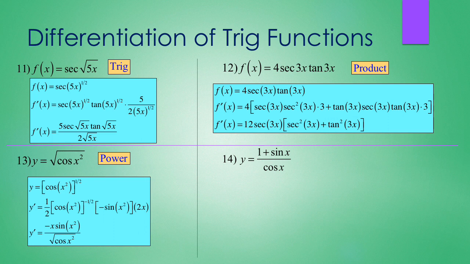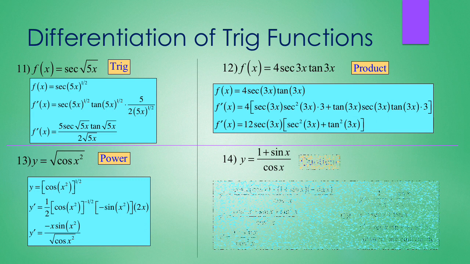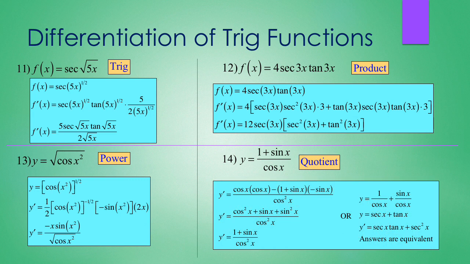Putting it all together, we get negative x sine of x squared over the square root of cosine x squared. After those tough problems, 14 may seem easy. We have y is equal to 1 plus sine of x all over cosine of x. And you can think of this as a quotient rule.